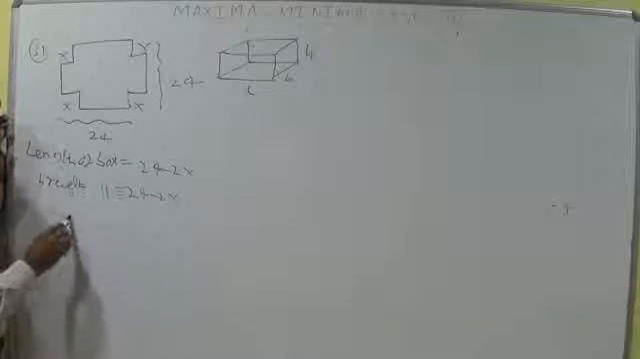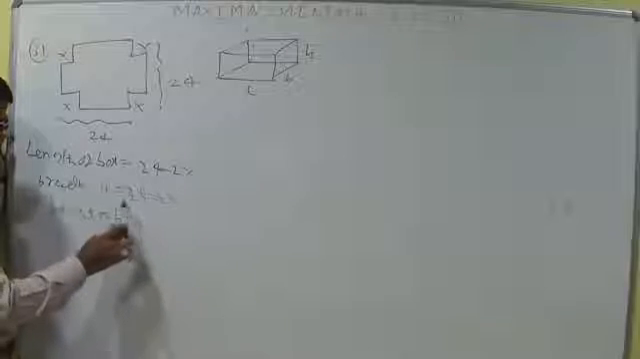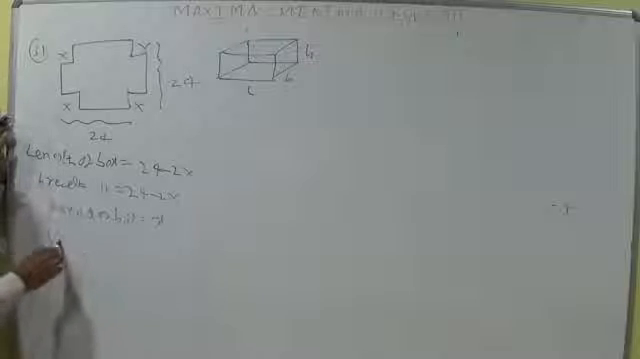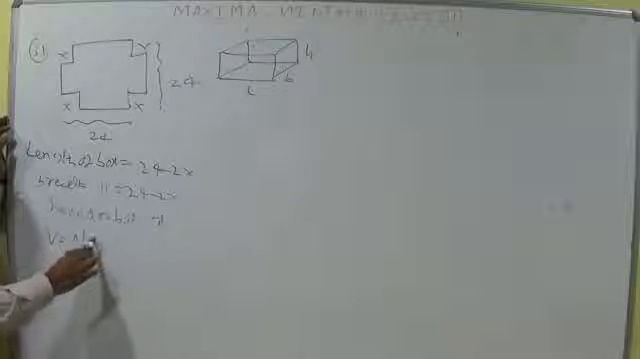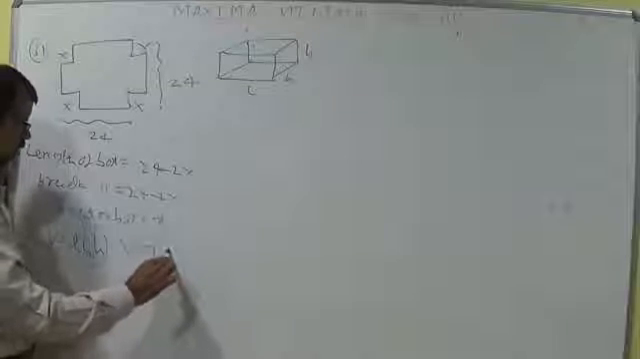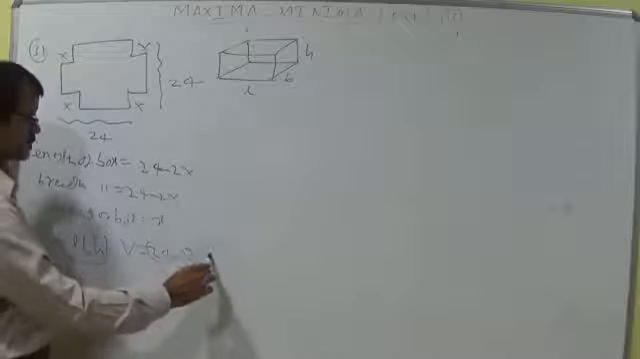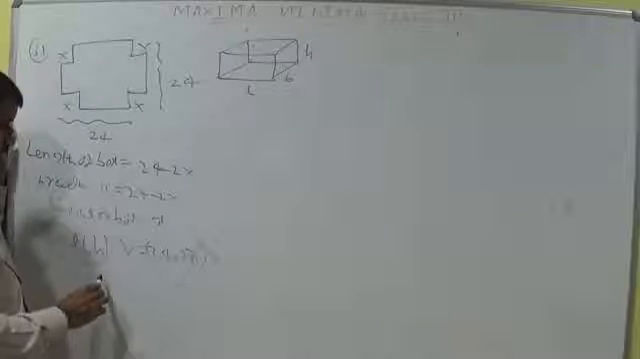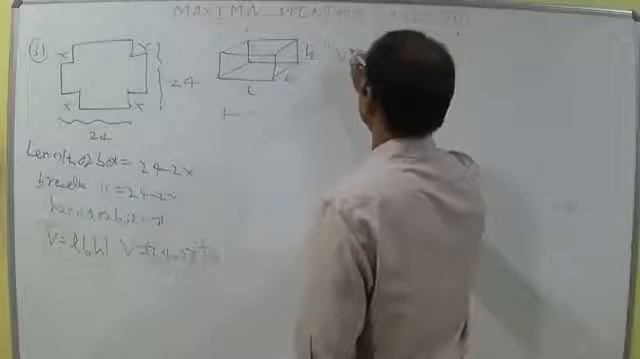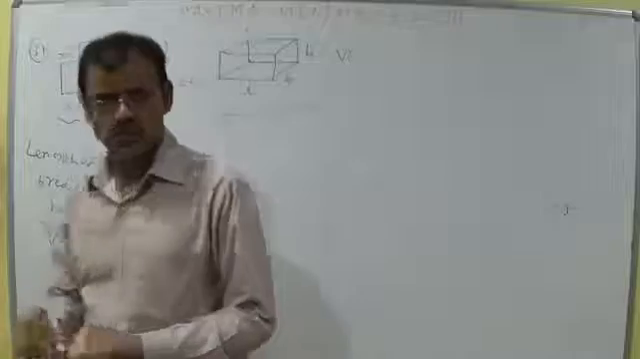Height of box is wherever the cut part is there, that only. Height of box equal to x. Now I am writing volume V is equal to LBH. So V is equal to 24 minus 2x into 24 minus 2x into x. 24 minus 2x whole square. Let us write here V is equal to x into (24 minus 2x) whole square.